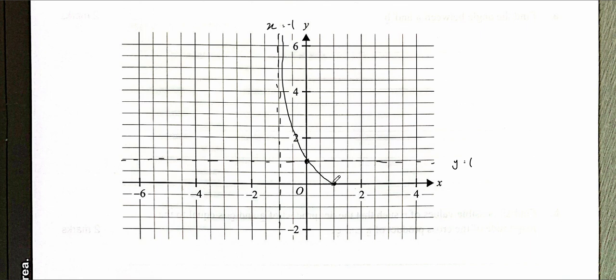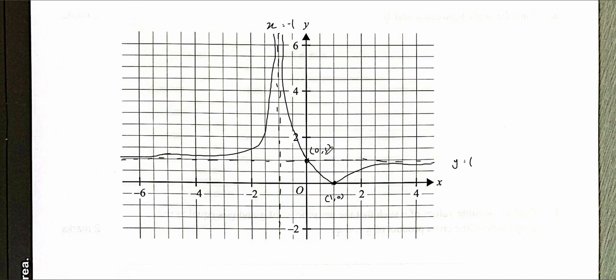Crosses the asymptote, and it approaches it on this side, and then it's just going to go like this over here. So 1, 0, 0, 1. Done.